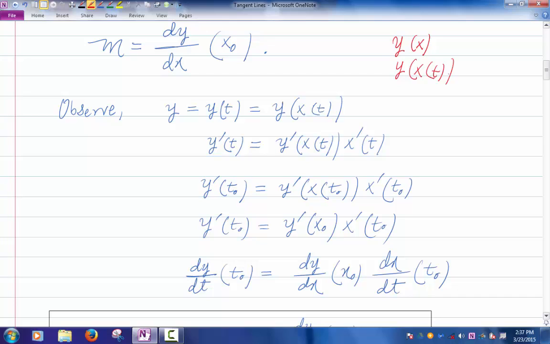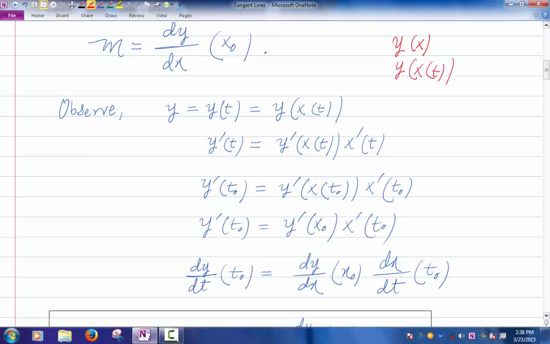Instead of saying y prime of t naught, what is this? This is the derivative of y with respect to t, right? So I'm going to call that dy dt evaluated at t naught. Y prime of x naught, well, that's just dy dx evaluated at x naught. And then finally x prime of t naught, that's just dx dt at t naught.